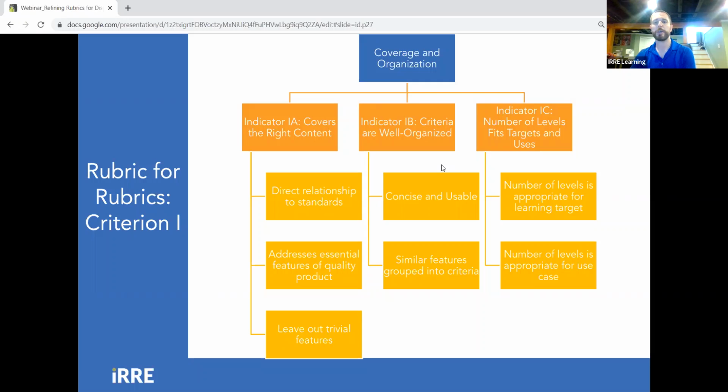That said, we also want to make sure the number of levels is appropriate for the use case. There are some cases where a 0 to 4 doesn't make sense for every specific indicator or criterion we have. Sometimes, especially when I'm looking at conventions, you either used the conventions of standard written English well, or you did not. That's either a meet or not, right? Throughout the rubric, and throughout rubrics, that number can vary, and the number of levels that's appropriate for that use can vary by indicator and sometimes by criterion.